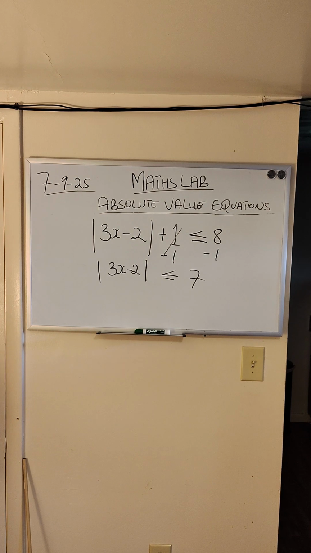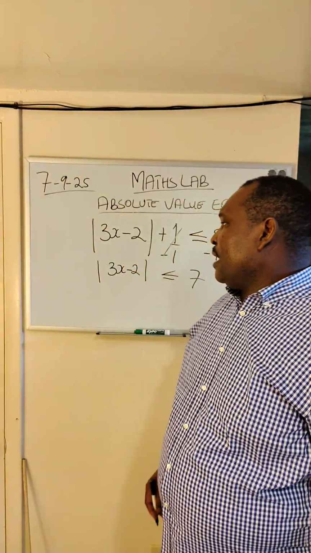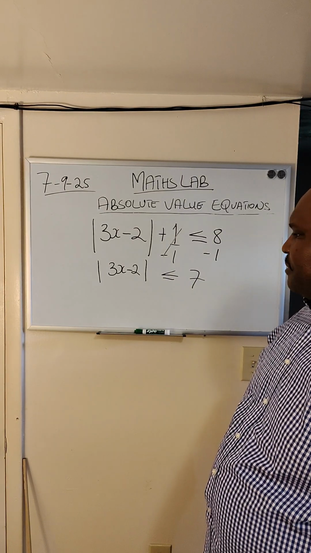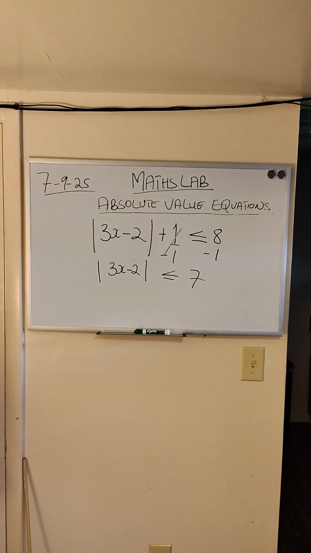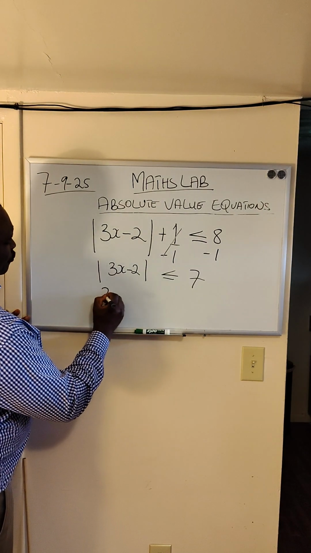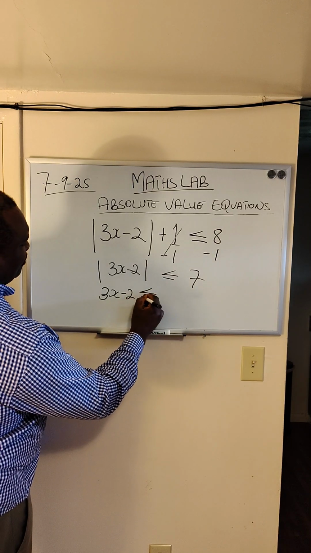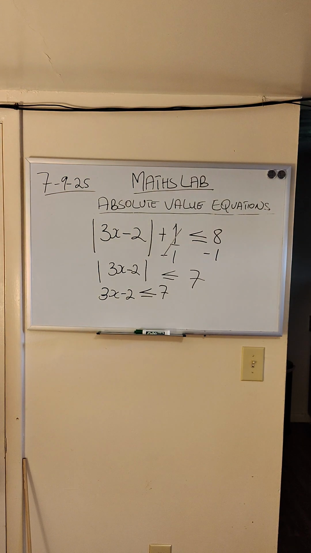Now we're done with the first step, which is isolating. What we've done right here is isolate the absolute value, and the next step is to write the equation. The equation is 3x minus 2 is less than or equal to 7.